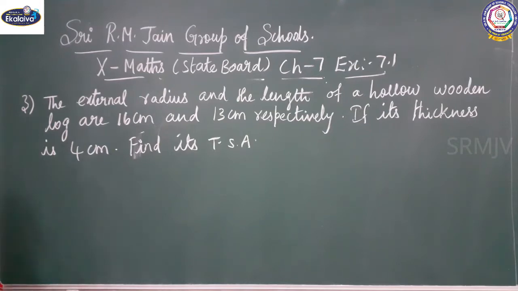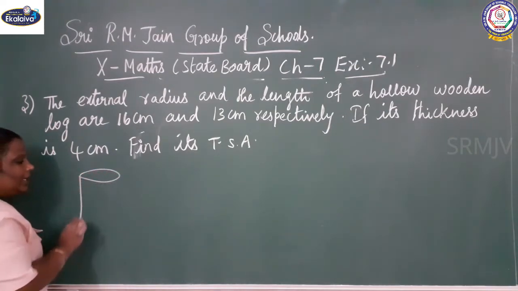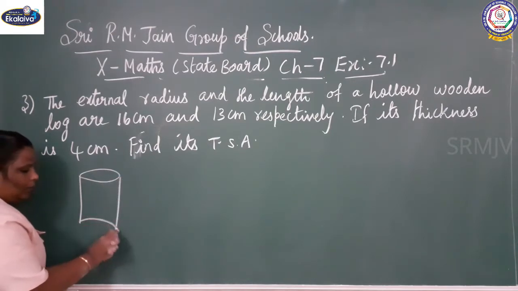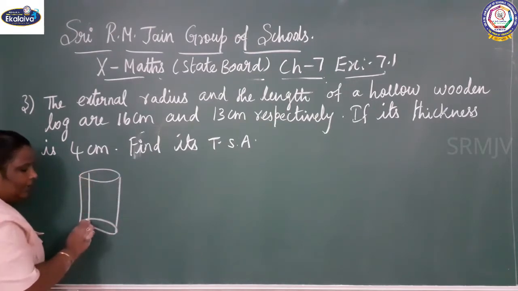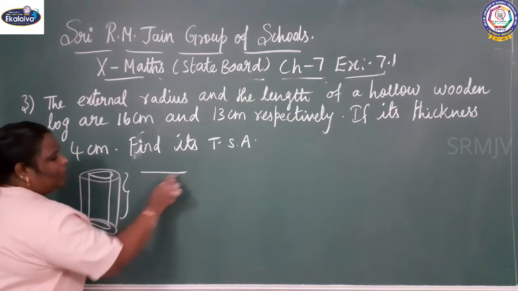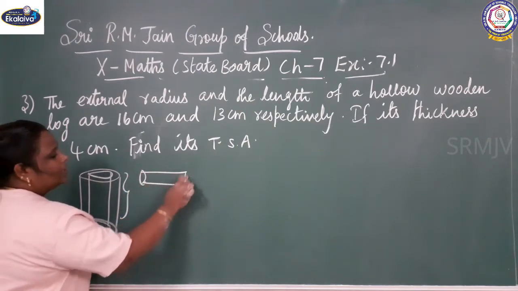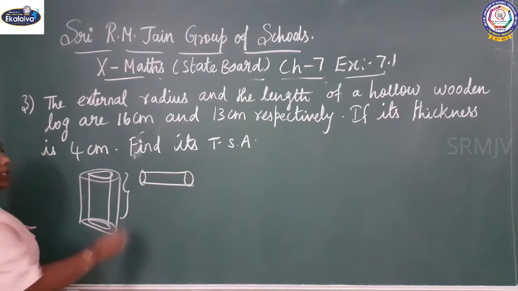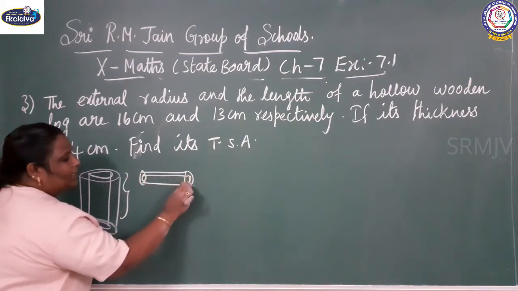See the third sum, the external radius. If it is external radius, it is nothing but a hollow cylinder. The external radius and length of the hollow cylinder, a wooden log. A wooden log is in the shape of a cylinder only.